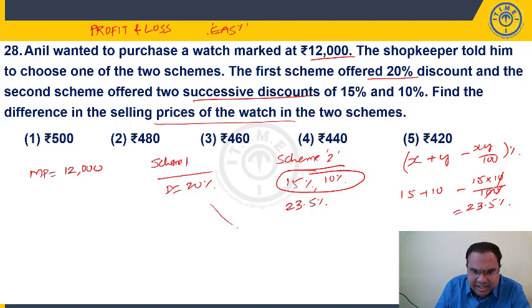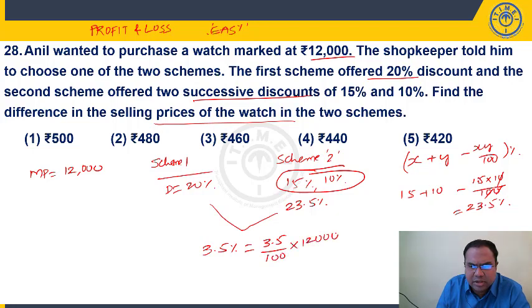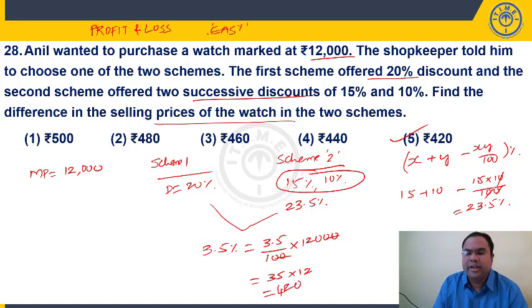Difference in selling price is nothing but difference in their discount percentage. What is the difference in their discount percentage? 3.5%. So it is 3.5 by 100 into market price 12,000. So 2 zeros will get cancelled. So obviously 35 into 12, 360 plus 60, 420 should be your answer. 420 is present in the fifth option.